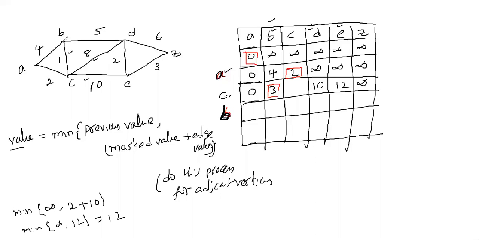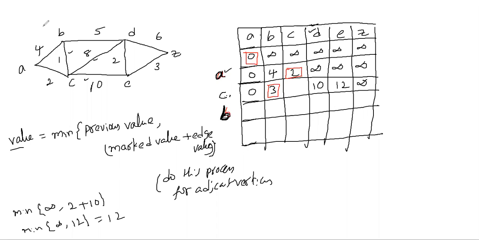A's adjacent vertices means A, C, D. But A and C are already in the set, ACB is there, so you don't take them. Only you go for the D. That means you have to update only the D vertex. I'm marking this D vertex, you have to update it.